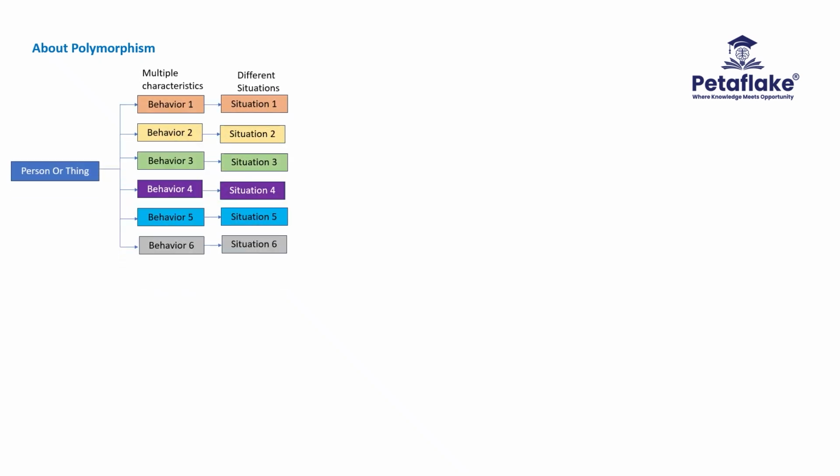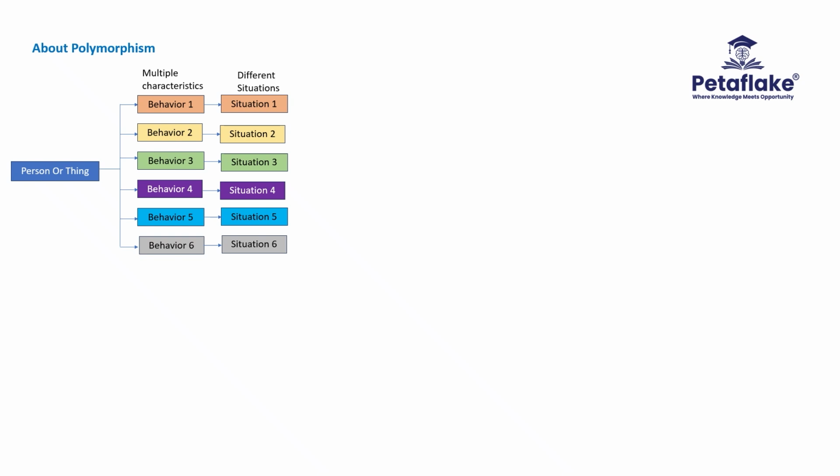The word polymorphism means taking multiple forms by a single person or thing according to the situation. In general, a person will not show the same behavior with all the people in his life. The same person will show different behavior and characteristics with different people according to the different situations. The same concept is available in the polymorphism concept also.